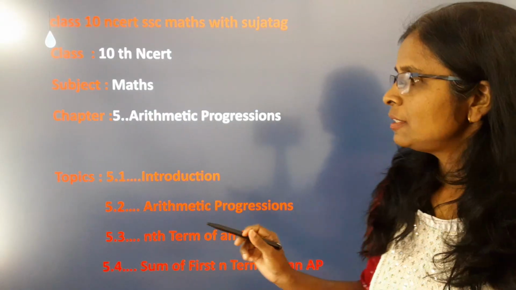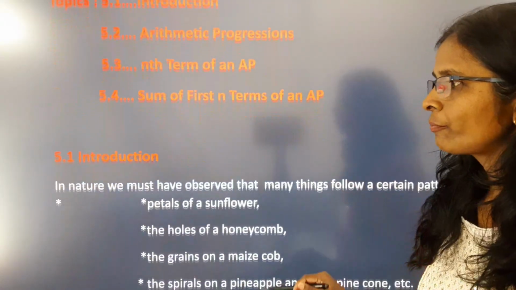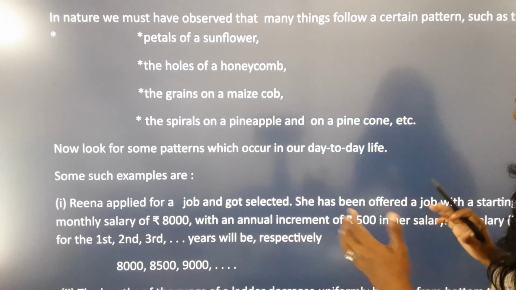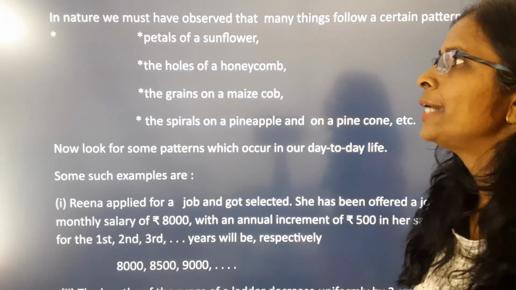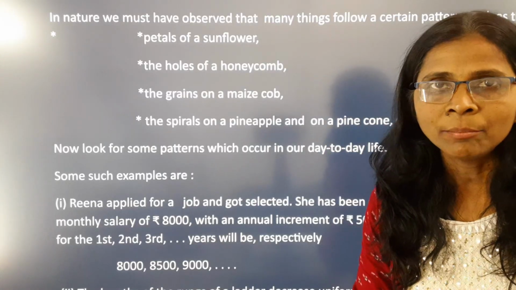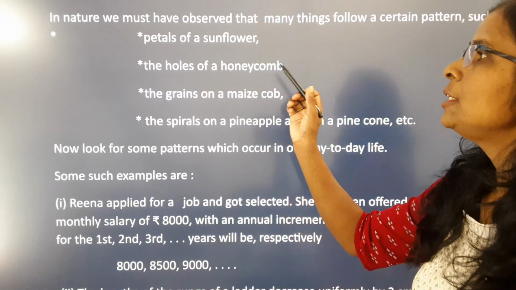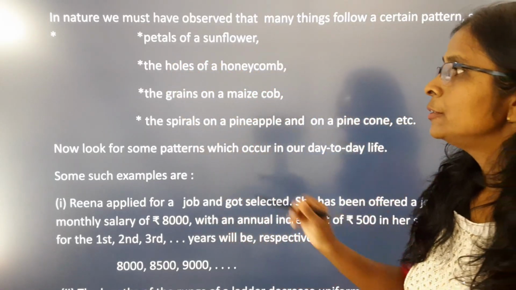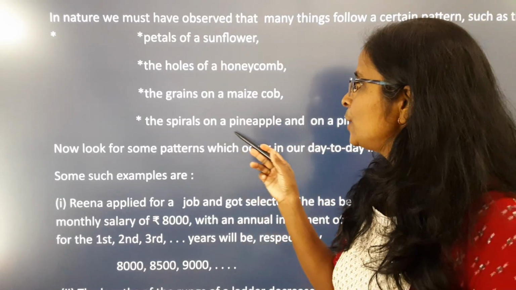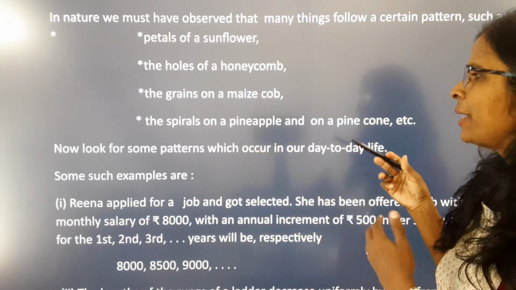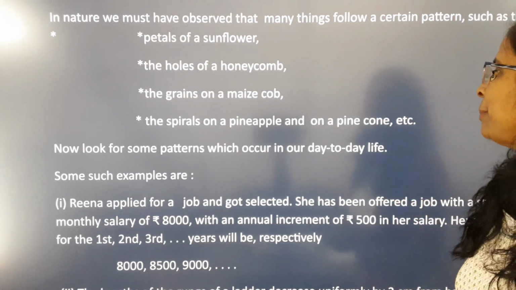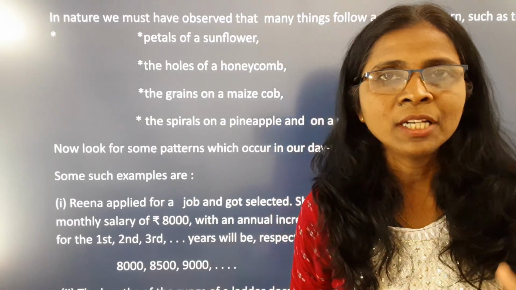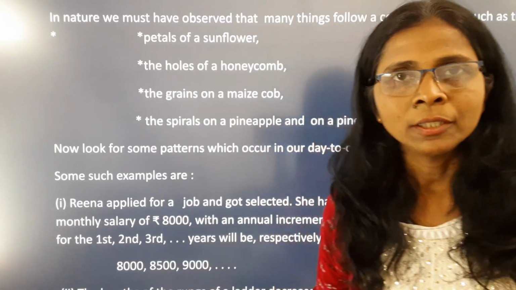Let us see the first topic, Introduction. In nature we must have observed that many things follow a certain pattern. For example, we can take the petals of a sunflower, the holes of a honeycomb, the grains of a maize-cob, the spirals on a pineapple and on a pine cone, etc. Such examples have a specific pattern, and we observe carefully.